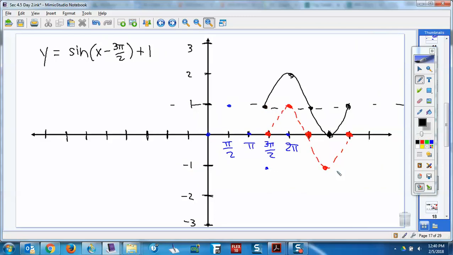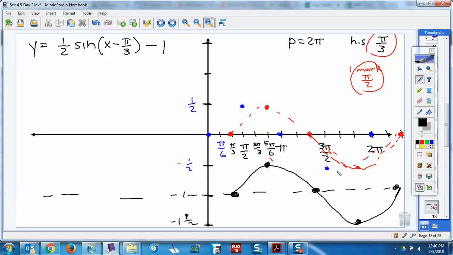Nice ones are ones where the marks are already there. 3 pi halves, we're going to shift it, or we're going to shift it pi fourths. We already got marks at pi fourths, or whatever the case may be. Then you have to add those extra marks in. So what did I do? I looked at it and I said, okay, what's the period?